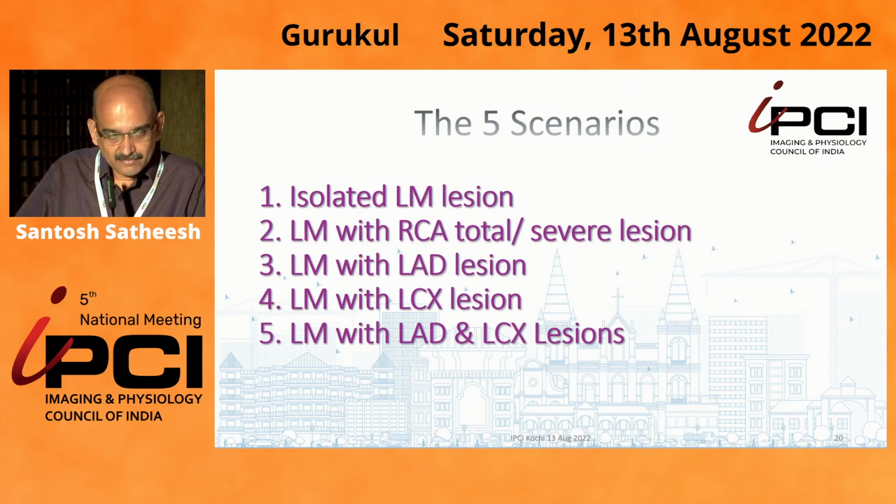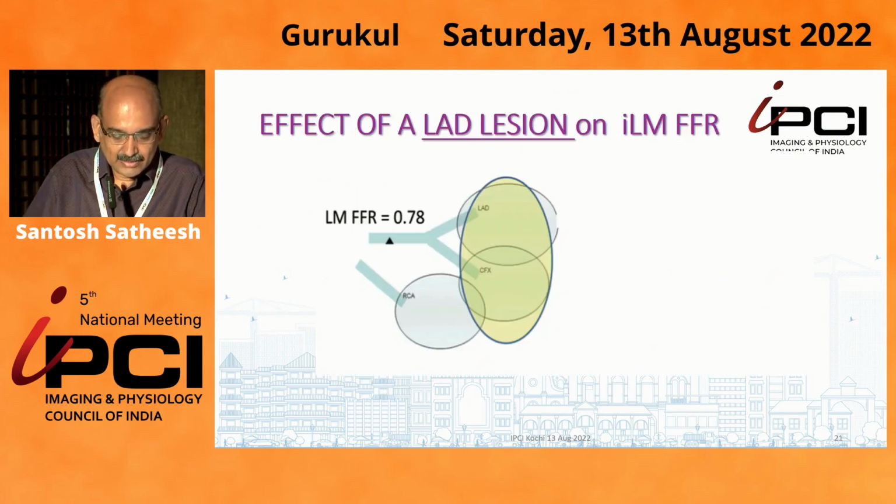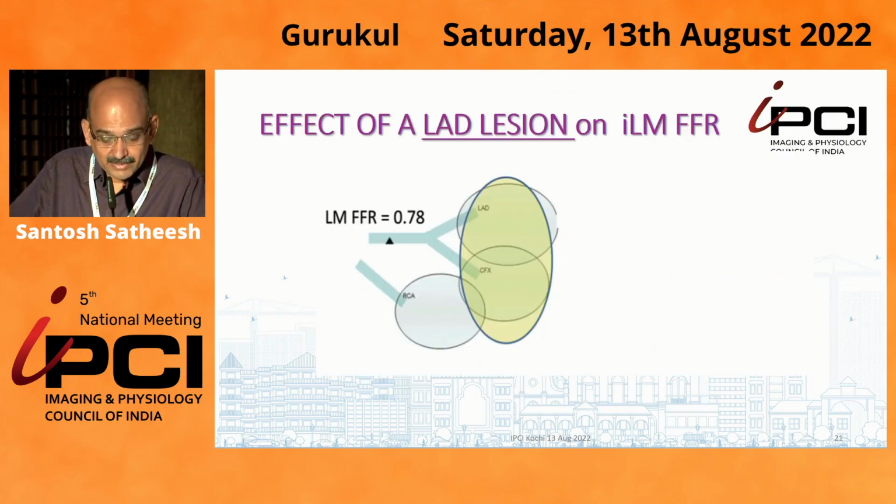Now coming to the different scenarios. There are 5 scenarios: isolated left main, left main with RCA total or severe lesion, left main with LAD or LCX lesion, and both LAD and LCX lesions. So what is the effect of an LAD lesion on intermediate left main FFR?